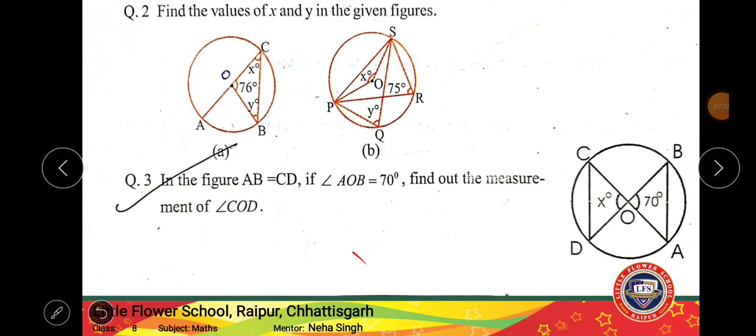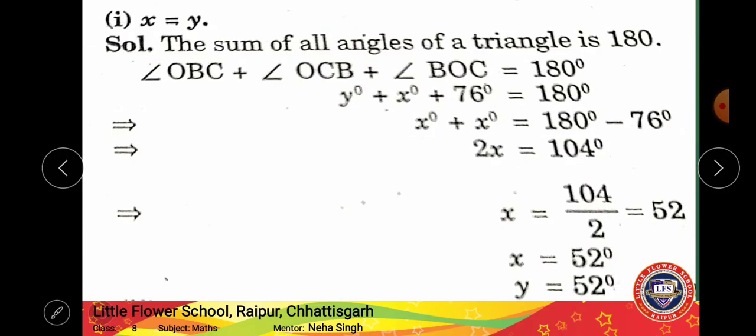Find the values of x and y. It is a similar question. We need to find the value of x and y. The angles given are different, right? First of all, part A is the same as the last question we just did. Let us see how it is the same.